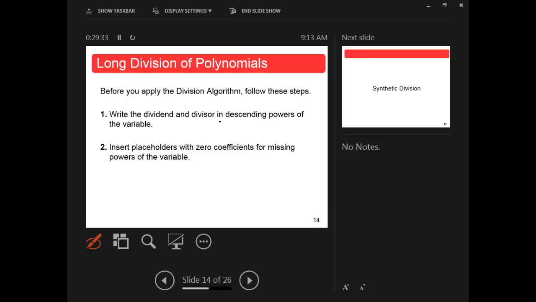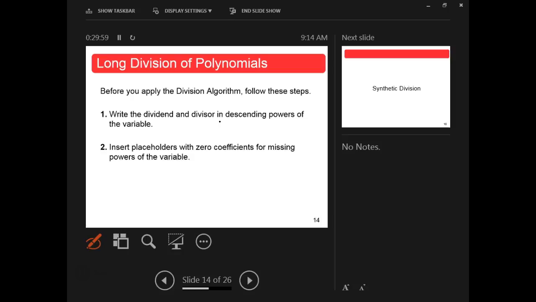All right, so let's look at the long division, the division algorithm to do long division of polynomials. I already mentioned this. Be sure you write your dividend, that's usually the big, long, hairy polynomial, and the divisor, usually the smaller one, in descending powers of the variable.